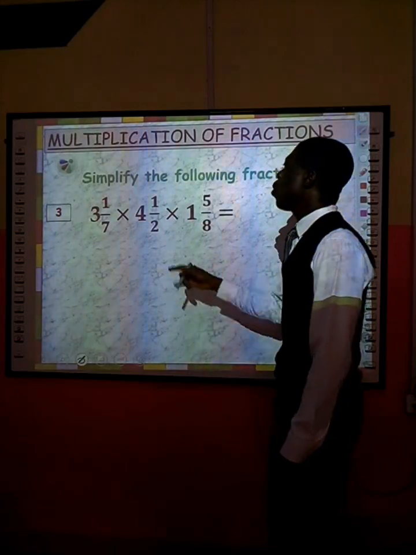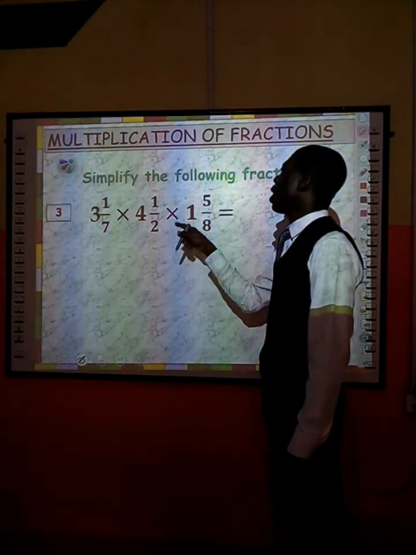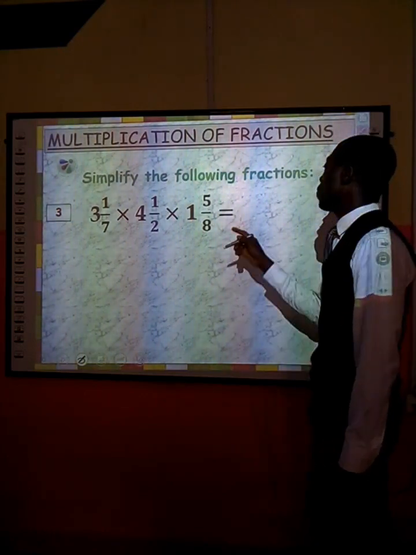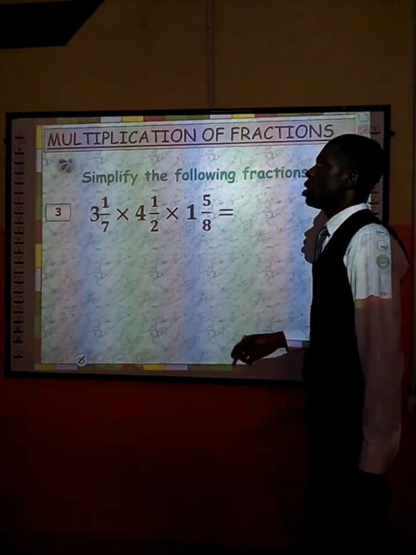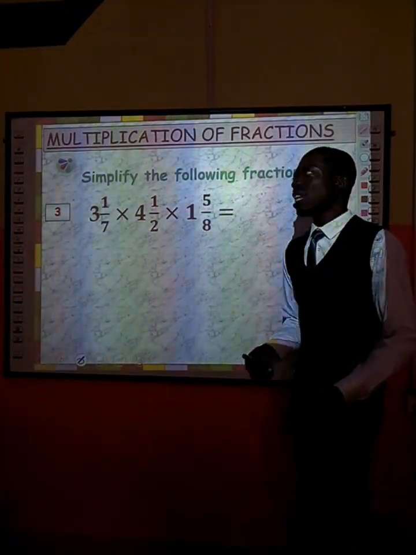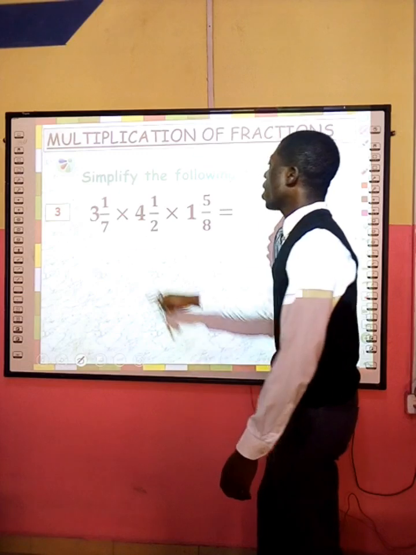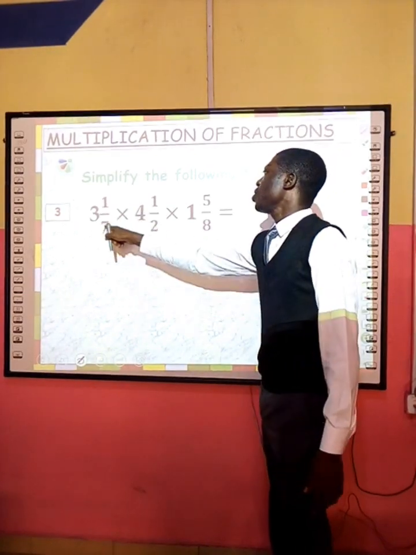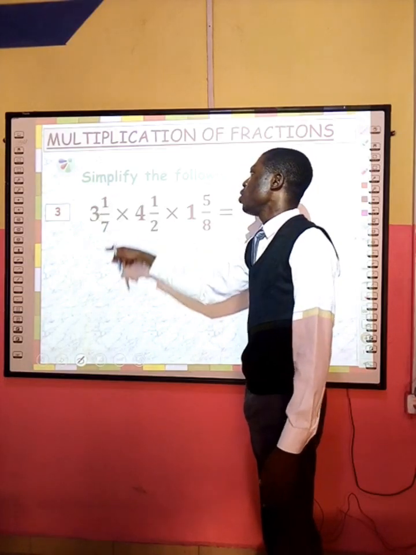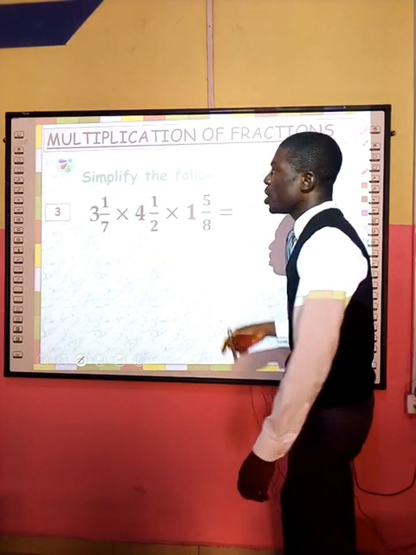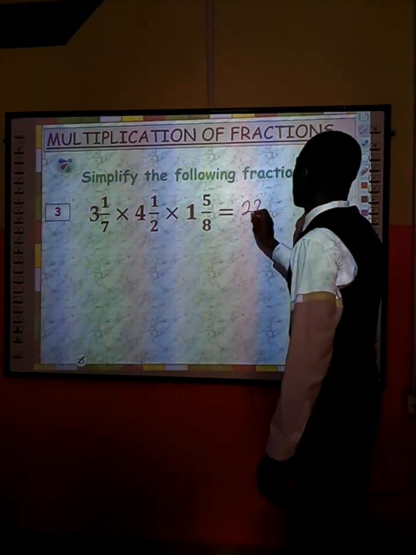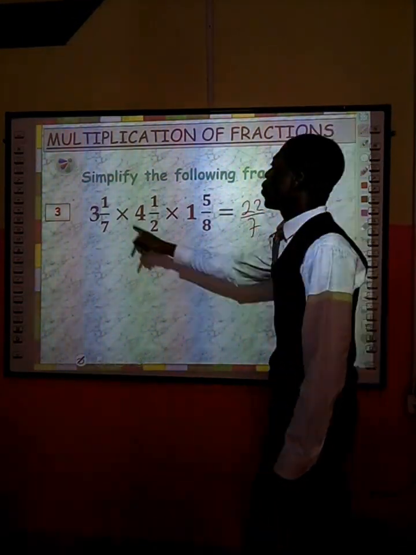Number 3 you have 3 whole number 1/7 multiplied by 4 whole number 1/2 multiplied by 1 whole number 5/8 rather. So how do you start this? You are going to turn each of these fractions to improper fraction first before you now start. Let's start with the first one. The first one is 3 whole number 1/7. So we say there's 7 here, which is the denominator, times whole number, then we add the numerator. So 7 times 3 is 21 plus the 1 that is there. You're going to get 22/7. That's for this one.